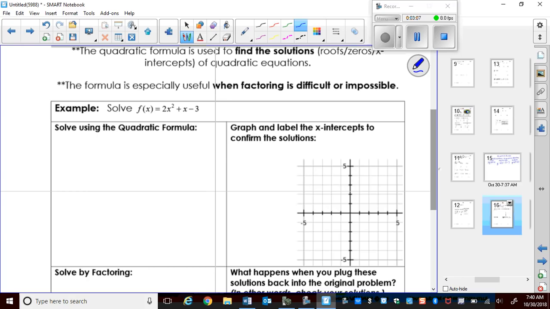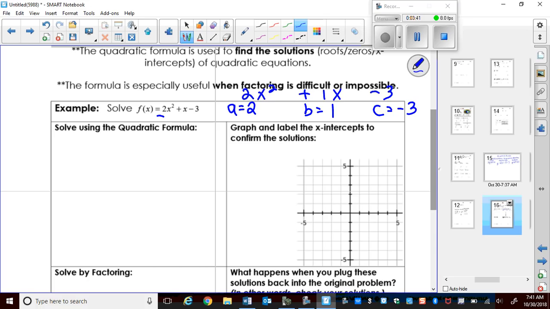The formula is especially useful when factoring is difficult or impossible. So the first thing we always need to do is to make sure that we have the equation in standard form. Then you're going to identify the a term. A is 2. It's in front of the x squared term. So I'm just going to write it above 2x squared. Put my x term next. There's a 1 in front when there's no number there. Minus 3 goes last. So b equals 1. It's the coefficient of the x term. And c is the constant, negative 3.